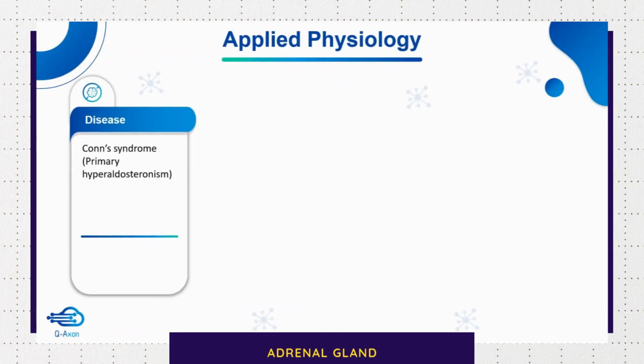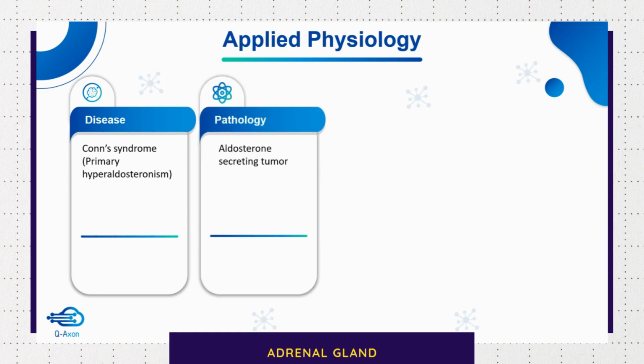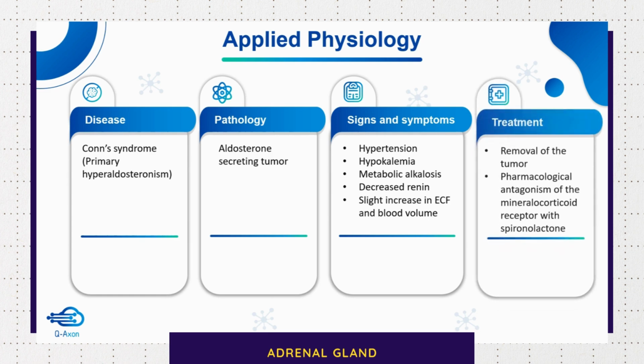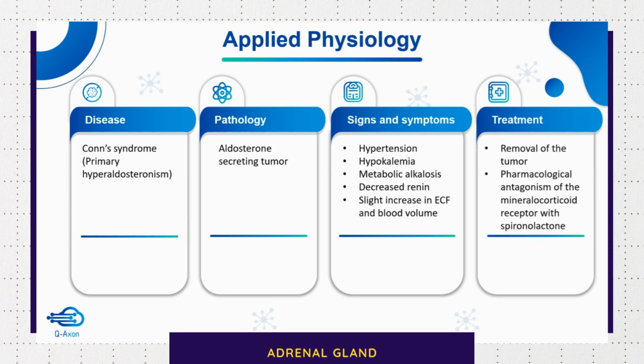Conn's syndrome is also called primary hyperaldosteronism. It can be caused by aldosterone secreting tumor. The patients can have hypertension, hypokalemia, metabolic alkalosis, decreased renin levels, and there can be slight increase in extracellular fluid and blood volume. The treatment involves removal of the tumor, and pharmacological antagonism of the mineralocorticoid receptor is done with the drug called spironolactone.